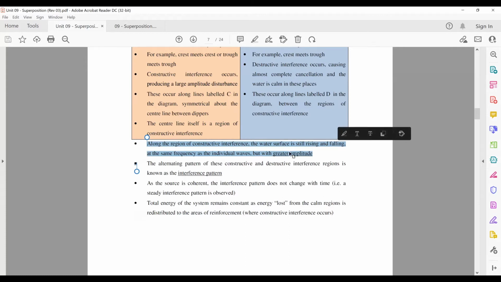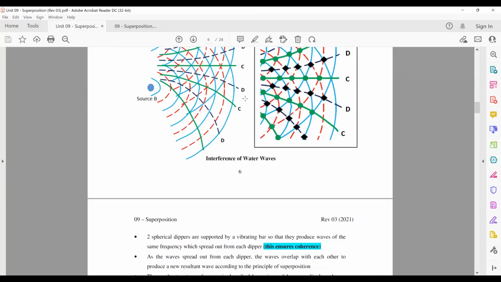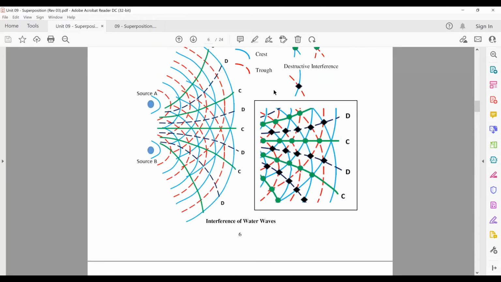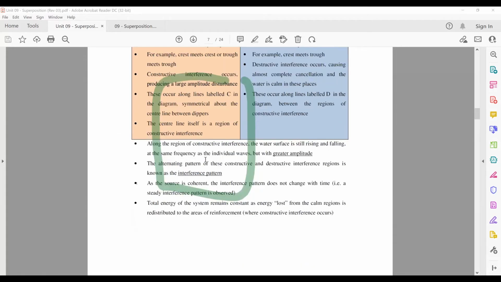Along a region of constructive interference, the water surface is still rising and falling at the same frequency as the individual waves, but with greater amplitude. The alternating pattern of the constructive and destructive regions is known as your interference pattern. So just now I mentioned this little thing that you see here, where you have constructive and destructive regions, is your interference pattern.